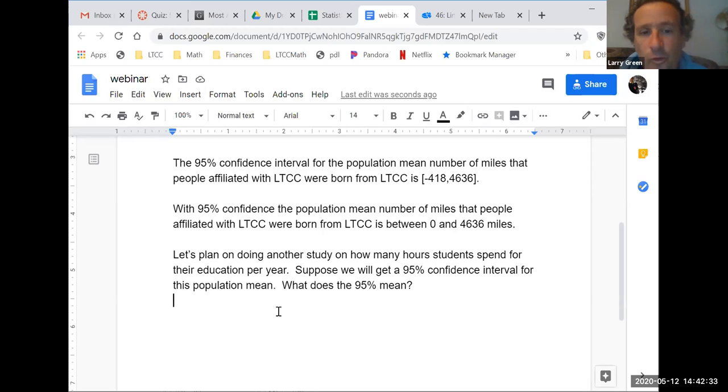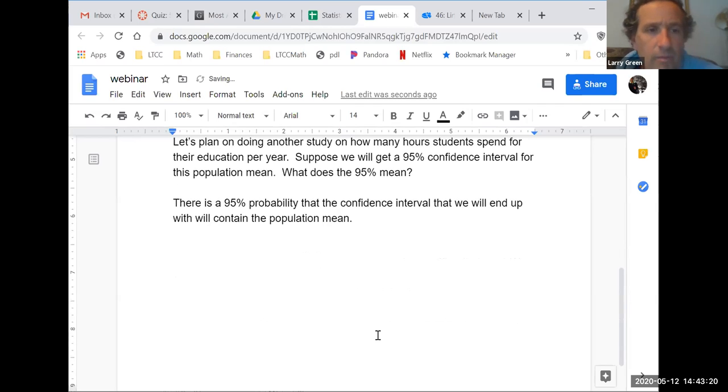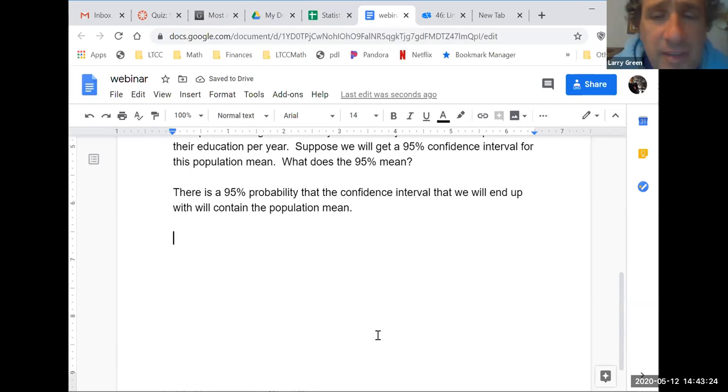And I want to talk about this a little more formally. Before you even do the study, we can say that there is a 95% probability that the confidence interval will contain the population mean. Maybe even the confidence interval that we will end up with will contain the population mean. Okay, any questions on this idea?